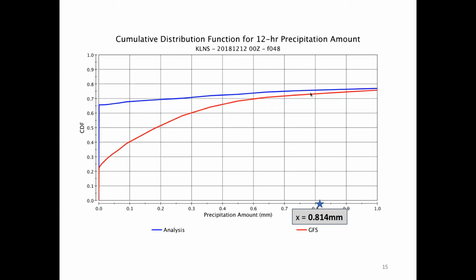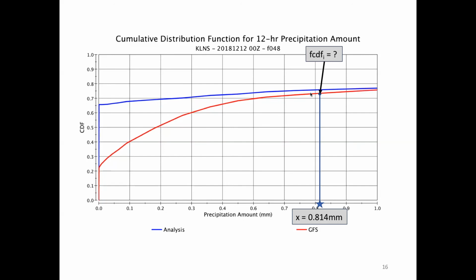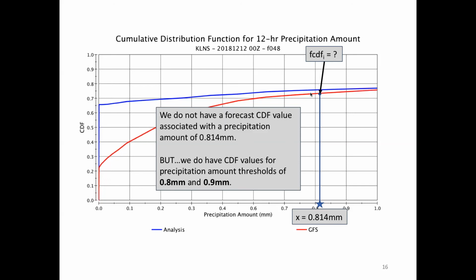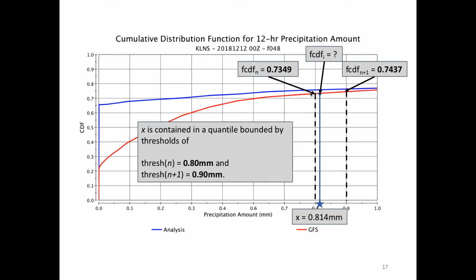So what we essentially want to find in step 1 is that CDF value along the forecast CDF. We don't know its value right now. We have to do a little bit of linear interpolation. But because these CDFs are empirical, we have CDF values associated with certain precipitation amount thresholds. And we do have CDF values for a 0.8 and a 0.9 millimeter. Those values are shown on the screen.